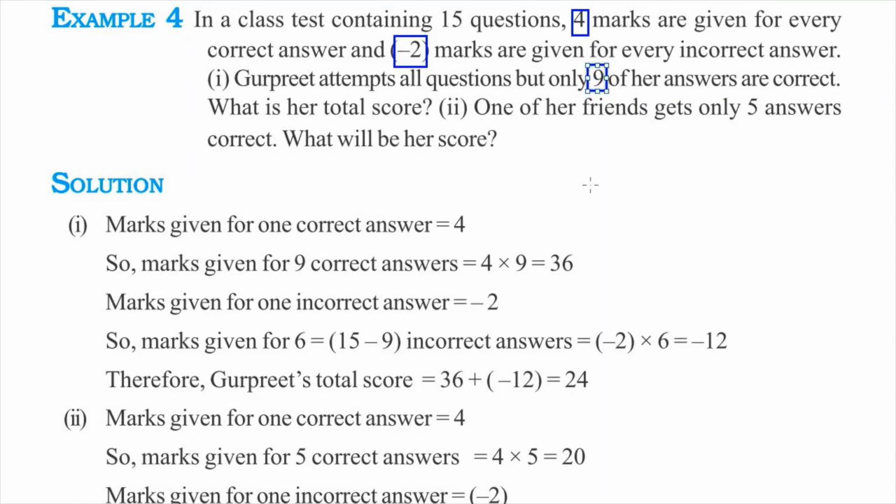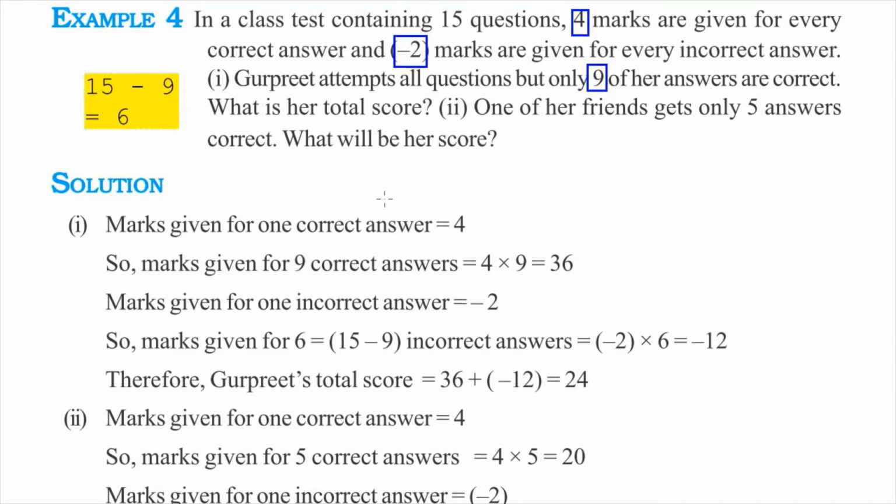And the second part of the problem is one of her friends gets only 5 answers correct. What is her score? So this is a fairly easy problem where we know that there is a test of 15 questions and 4 marks are given for every correct answer. And Gurpreet, she attempts all the questions but only 9 of her answers are correct. So this means that if 9 of her answers are correct, then out of the total 15, how many of her questions are wrong? 6 of her questions are incorrect. So keep this in mind and then we can look at the solution here.